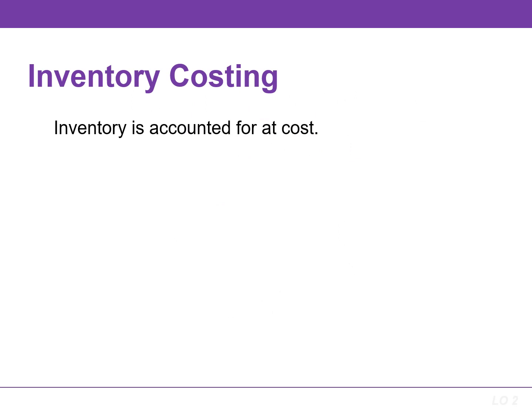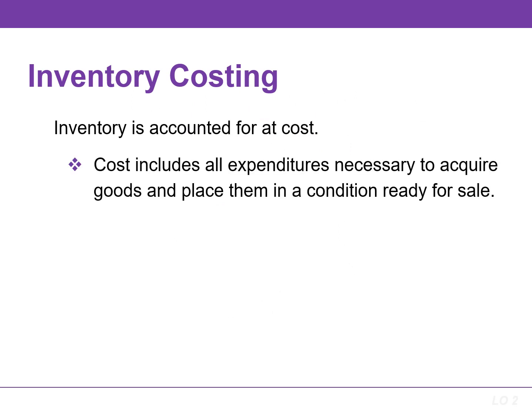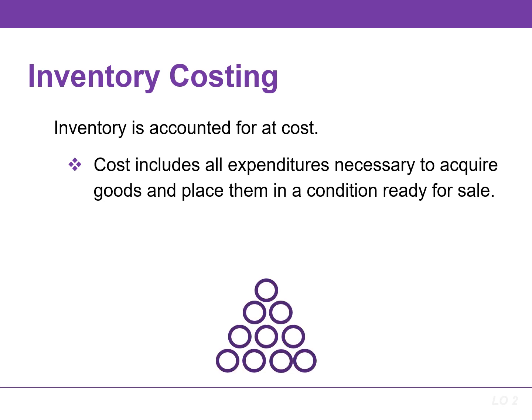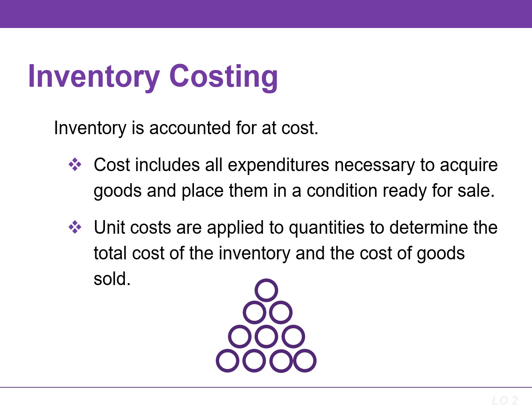Inventory is accounted for at cost and includes all expenditures necessary to acquire goods and place them in a condition ready for sale. After a company has determined the quantity of units of ending inventory, it applies unit cost to the quantities to determine the total cost of the ending inventory and the cost of goods sold. This process can be complicated if a company has purchased inventory items at different times and at different prices.